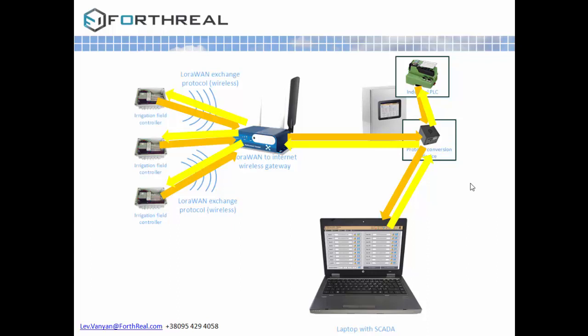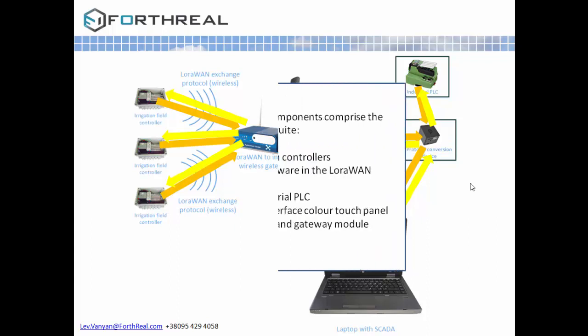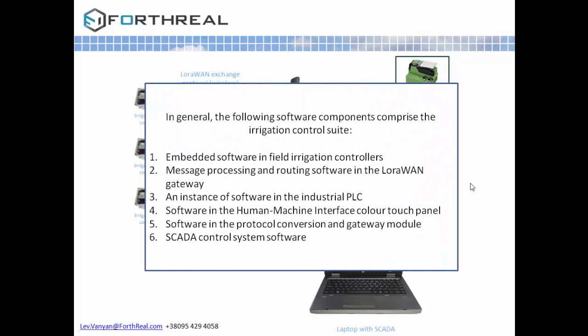Alright, so that was the overview of the components comprising the system, and now let us make a separate list of software components only. This step should allow us to comprehend the overall complexity of the system. Alright, so what we have on the list is basically 6 major software components.